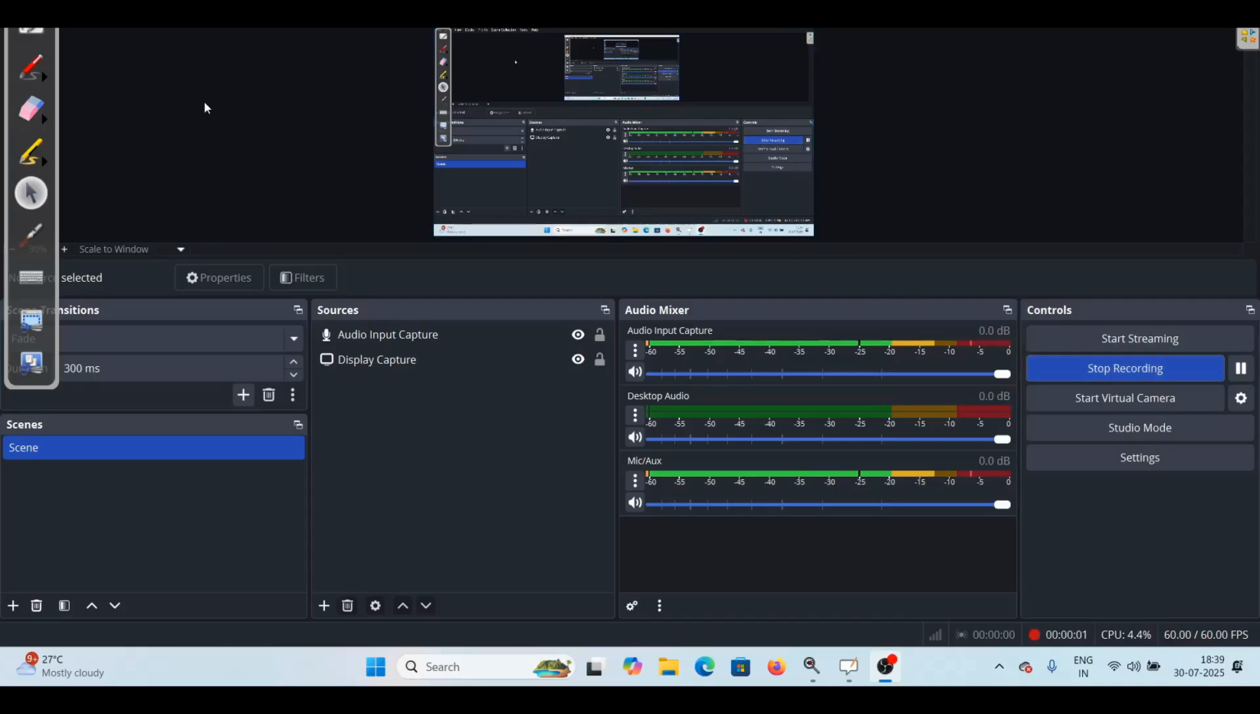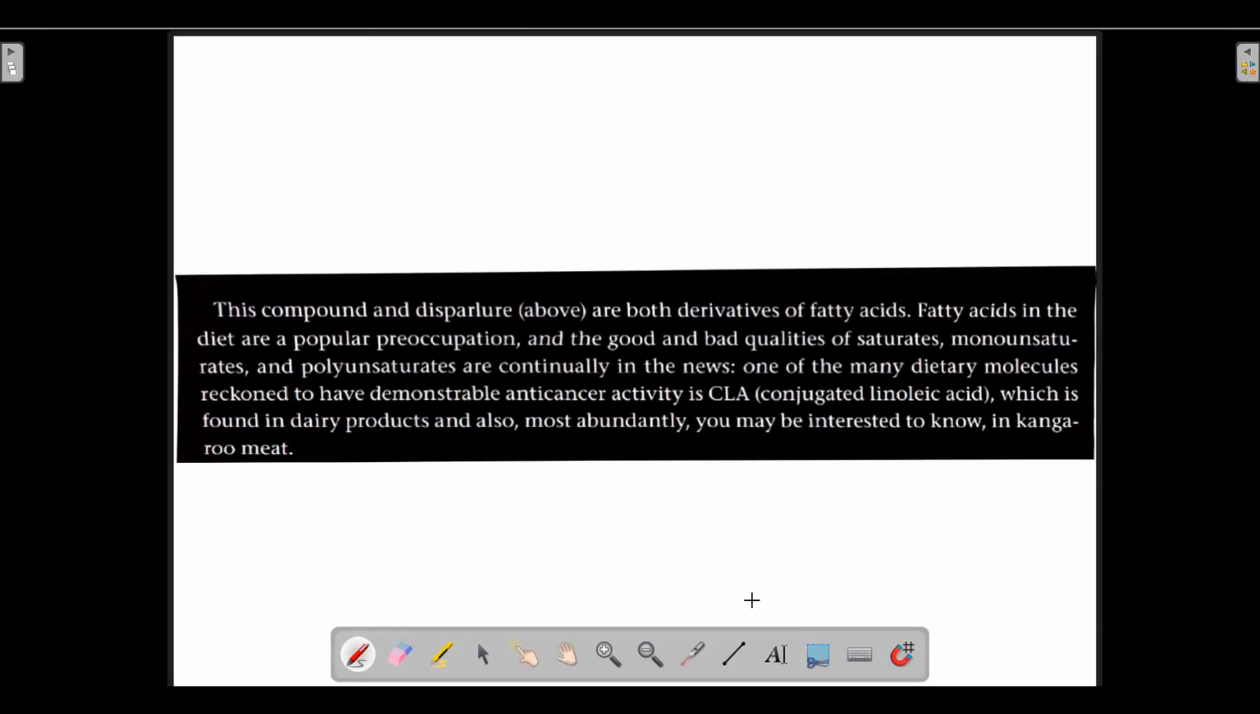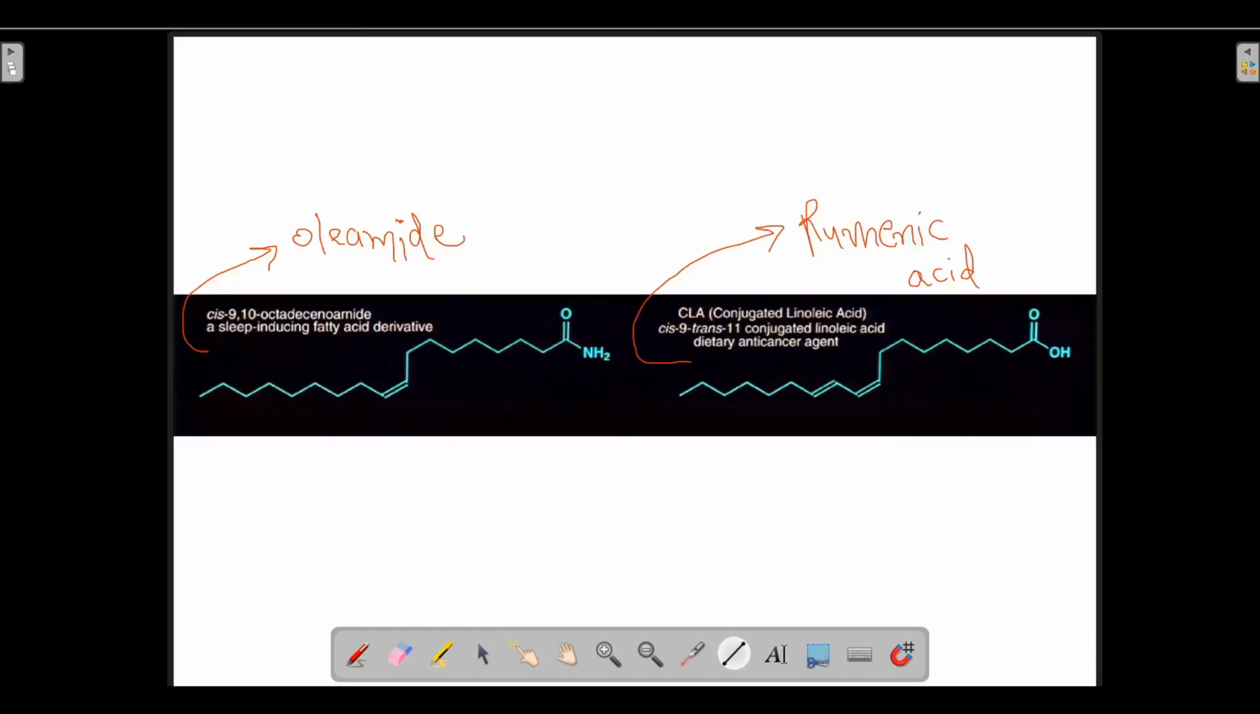Let's move on towards our next paragraph of discussion from Clayden book. So this compound, what does it mean by this compound? This compound means oleamide. Okay, this compound refers to oleamide. So this oleamide is a derivative of fatty acid.